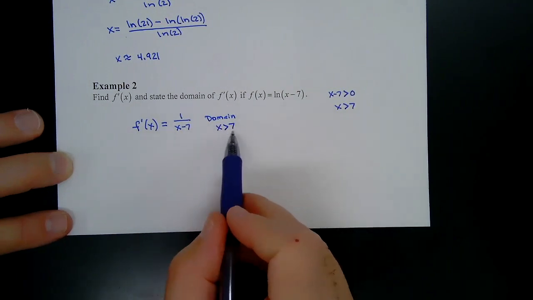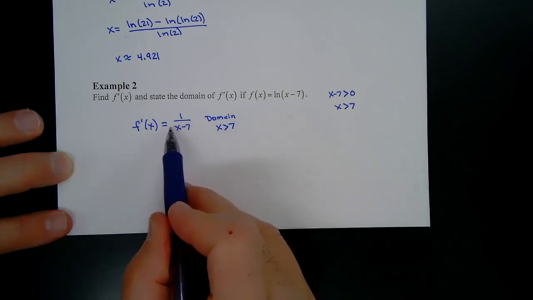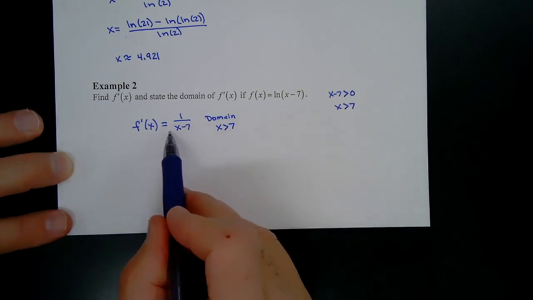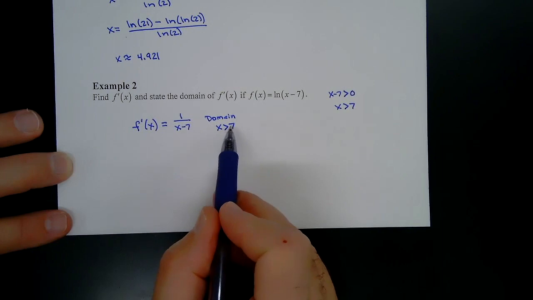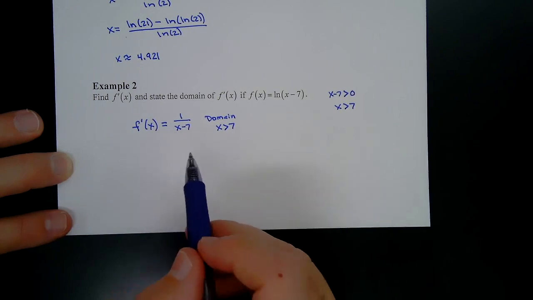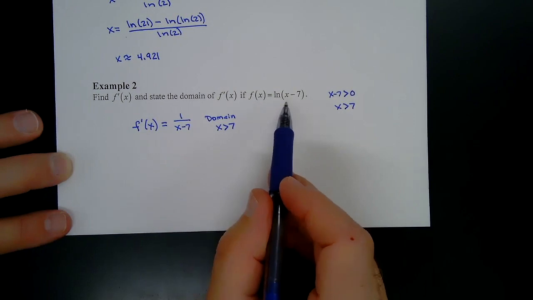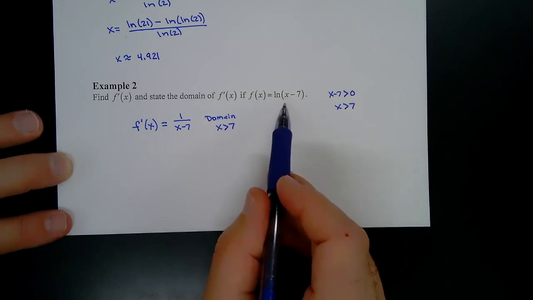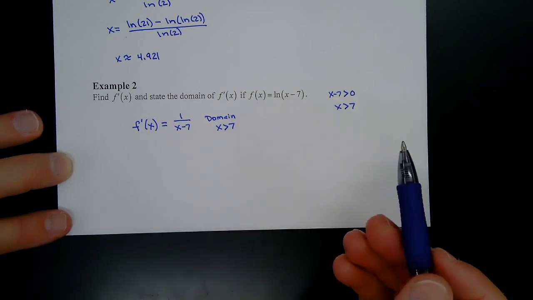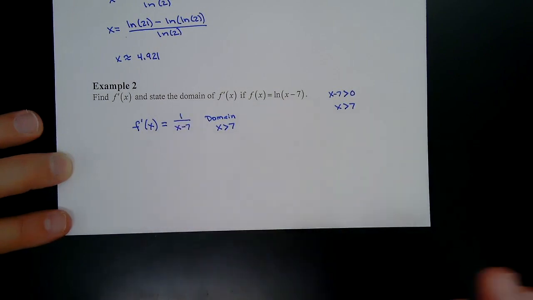Because anything outside of this, like if it's exactly 7, that's a big problem automatically because it's going to make the denominator 0. But if it's a number that's less than 7, like let's say 6, then that's going to make this negative, right? And so we can't let that be negative because the graph of the natural logarithm function is always increasing, which means it always has to have a positive slope. Okay, so it couldn't come out to be negative.